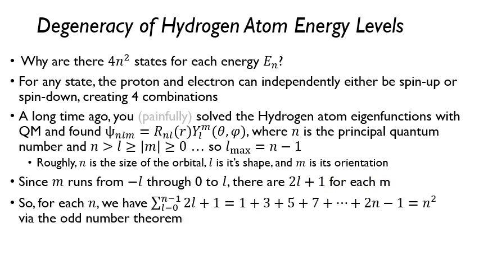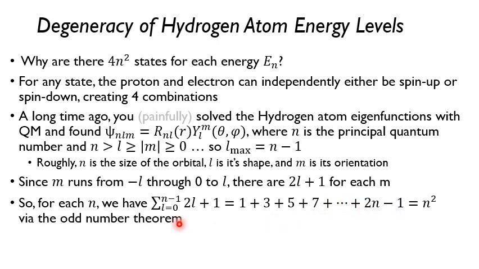Okay, so then for each n, what does that mean? Remember, L can run all the way from 0 up to n minus 1. So if we want to get the total number of states, we have to sum over orbital angular momentum from 0 up to n minus 1, and there are 2L plus 1 projections. And so what you see when you plug in the numbers is that you're basically adding up all odd numbers up to 2n minus 1.